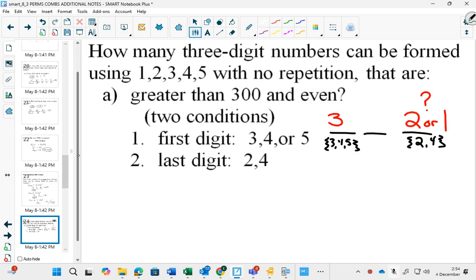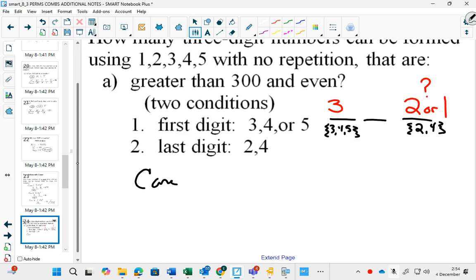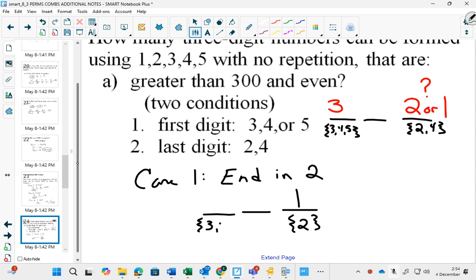And you can choose. When you're doing cases, you can either choose restriction 1 and break it up, or restriction 2 and break it up. In this case, I would probably take restriction 2 because it only has 2 options. So case 1, I'm going to first count all the numbers that end in 2. Well, if it ends in 2, this for sure is going to be a 2, and there's only one choice there. To be greater than 300, can you see that you would have either 3, 4, or 5 as an option there? So I have 3 choices there.